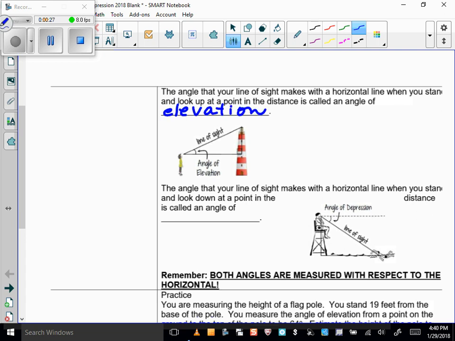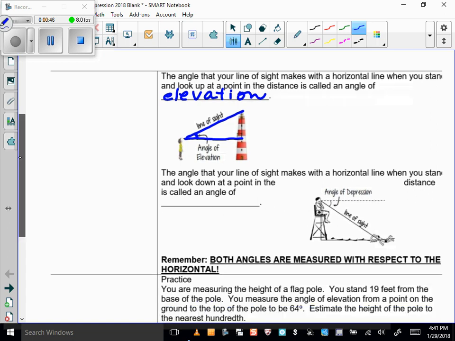So if you see my little picture here and you see this little dude looking up to the top of the lighthouse, you can see right here it's the line of sight, it's the angle the line of sight makes with the horizontal. Always measured with the horizontal. So there's our angle of elevation in that case.